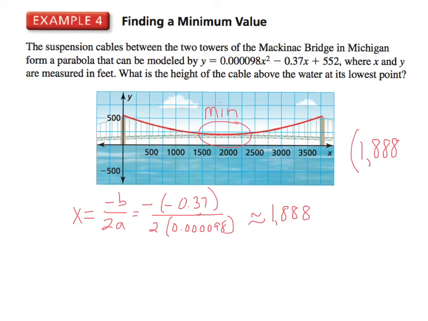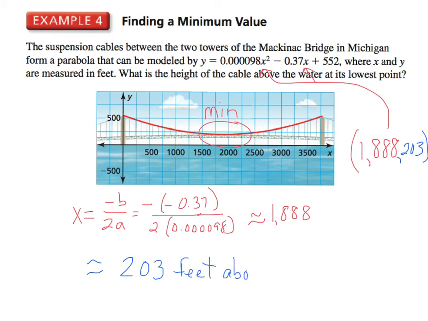So you plug that back in. So now this is where you just use a calculator. You plug it back in, square it, times that, plug it in for there. If you do plug it in, you get a value of about 203 feet. So my answer would be approximately 203 feet above the water is the lowest point of that cable.